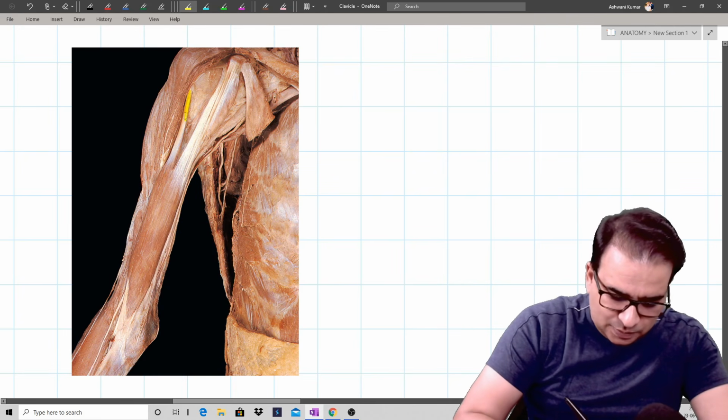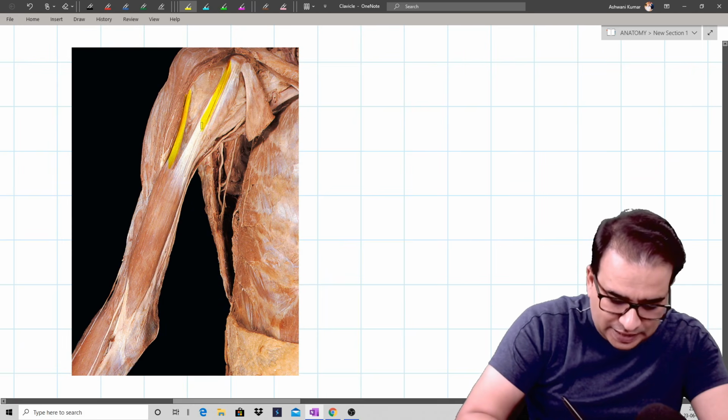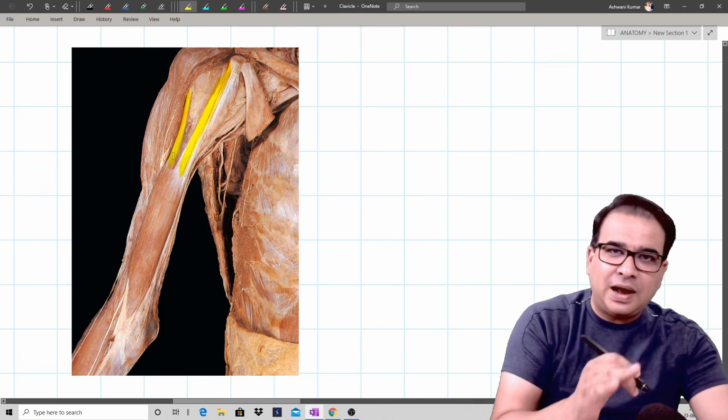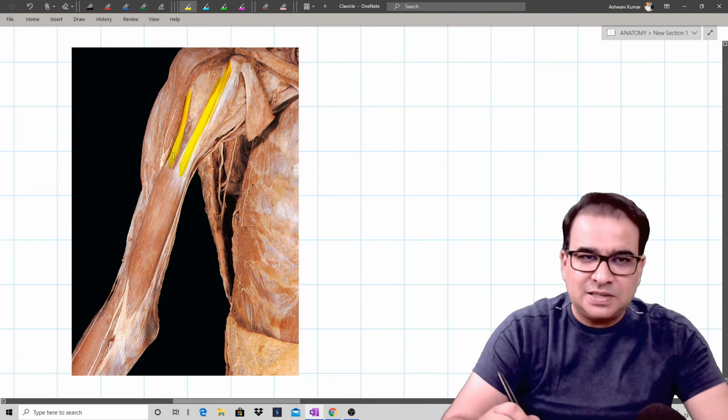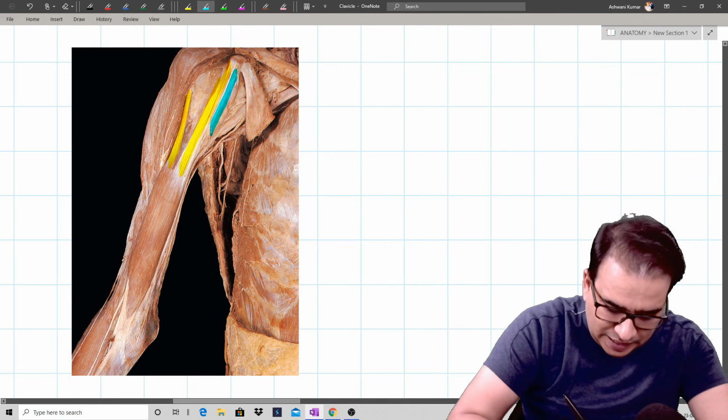Now can you see this head is present more laterally here? So that is a long head, and the one head which is coming from the coracoid process, that is a short head. That's a short head of the biceps brachii. So the 1, 2 I'm highlighting, that's long head more laterally, L for lateral, L for long. Long head is more laterally placed. And look at this muscle present deep to it. This is coracobrachialis muscle.